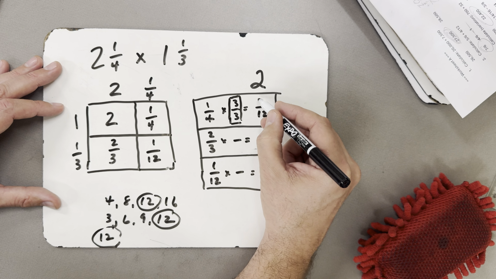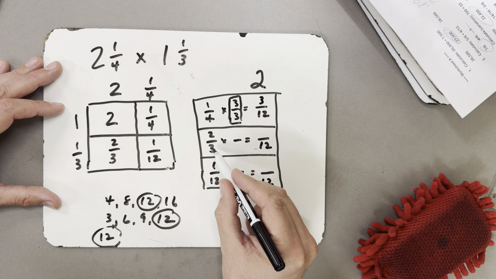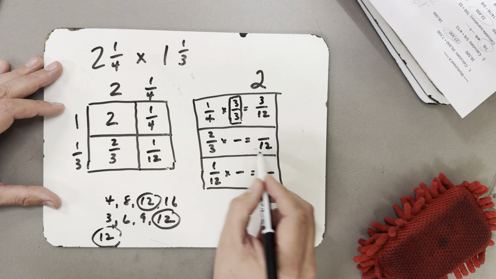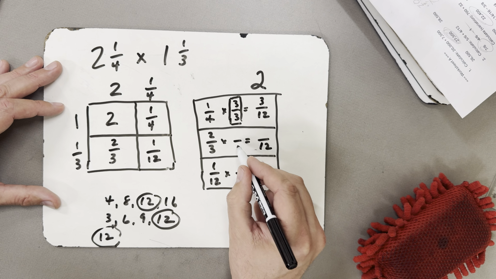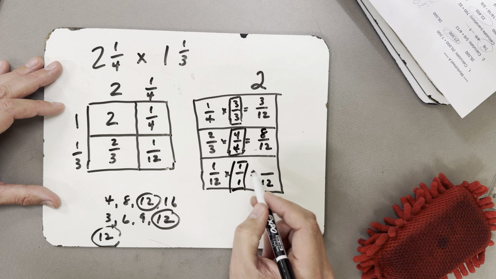1 times 3, I can do that now, it's 3. So just find what you don't know and do it, and the rest will fill in. 3 times what is 12? 4. So I make that 4/4 because I want to multiply by some form of 1. 2 times 4 is 8. And then I have 12 times what is 12? Again, 1 times 1 is 1.